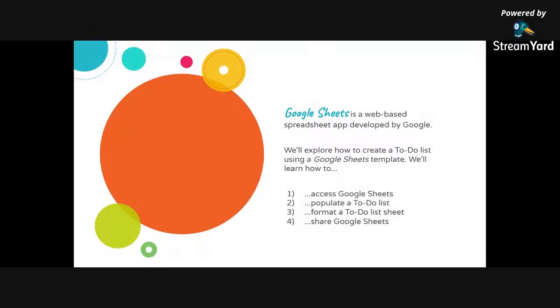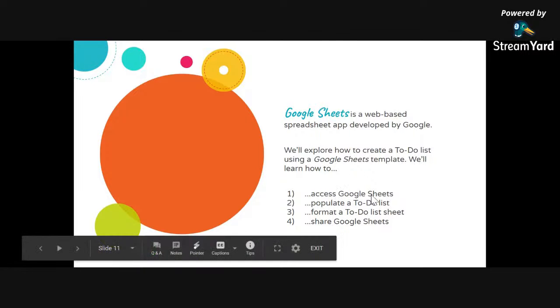The next micro activity we're going to take a look at is Google Sheets. So this is also another web-based spreadsheet app developed by Google. So we're going to explore how to create a to-do list because we are very busy people. We're going to use Google Sheets templates, and we'll learn how to access Google Sheets, how to populate a to-do list, how to do a little formatting, and again, ultimately, share our Google Sheets.